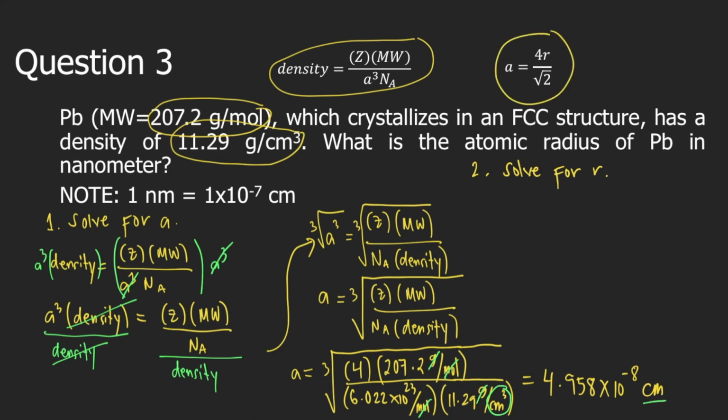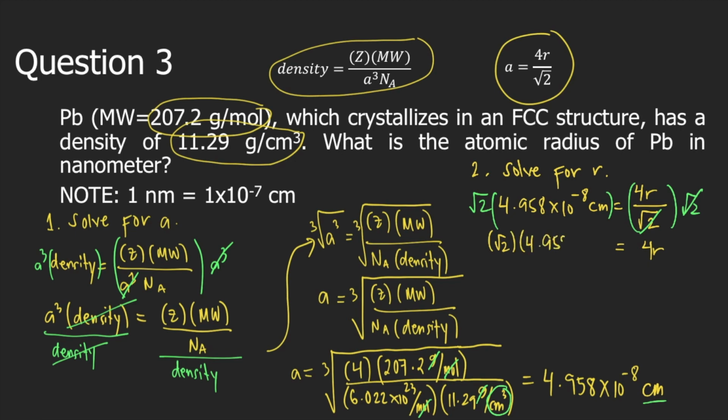A is equal to 4R divided by square root of 2. We already got A. That's 4.958 times 10 raised to negative 8 centimeters is equal to 4R divided by square root of 2. So to solve for R, multiply both sides of the equation by square root of 2. So square root of 2 will cancel on the right side. So your equation becomes 4R is equal to square root of 2 times 4.958 times 10 raised to negative 8 centimeters.